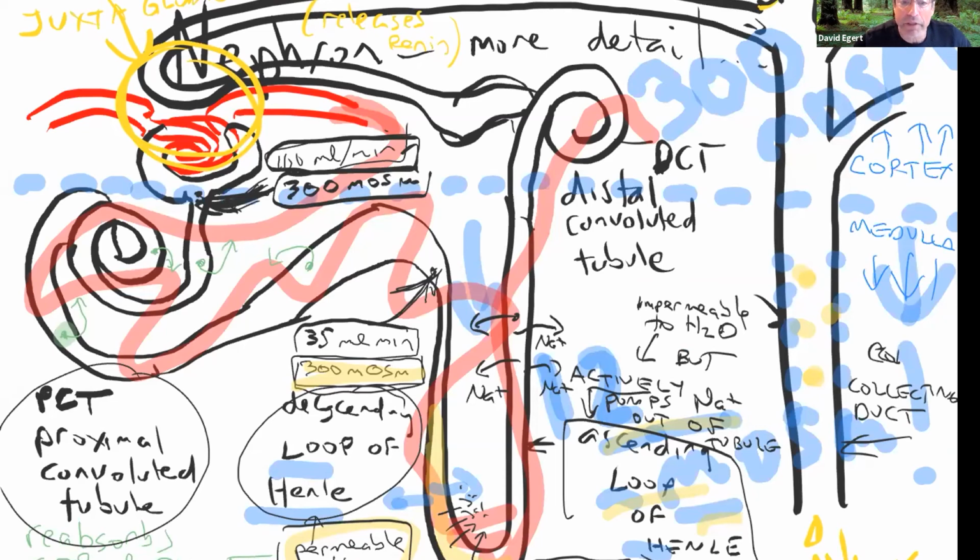As we keep pumping sodium out, basically the power of this pump is strong enough to maintain a difference between the inside and outside of up to about 200 milliosmolar. If the difference across the membrane gets higher than 200, it doesn't have enough power to keep pushing more out. But by the time we get up to the top here, as we enter into the DCT, we are going to be quite a bit lower. So we're in the DCT here now. We are going to be down to about 100 milliosmolar.